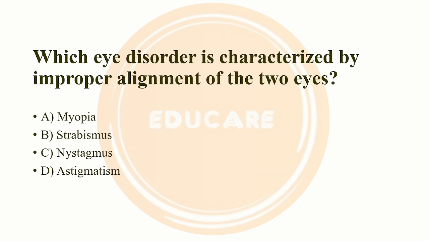Next, which eye disorder is characterized by improper alignment of the two eyes? Myopia, strabismus, nystagmus, astigmatism. The answer to this question is strabismus.